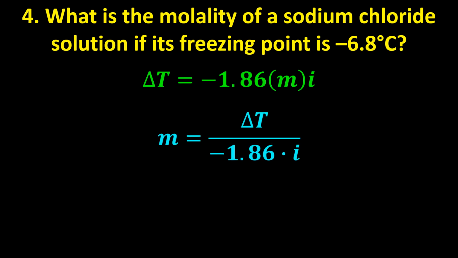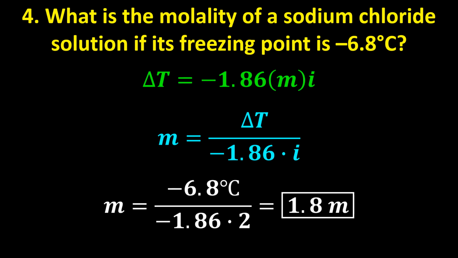So we need to be able to plug in delta T, and if the new freezing point is negative 6.8 degrees Celsius, that's what we'll plug in for delta T. And i comes from the fact that we're using sodium chloride, NaCl, which is one sodium atom and one chloride atom, so 1 plus 1 is 2. i is going to be 2 in this formula. So we plug those in, and we find that the new molality is 1.8 molal.